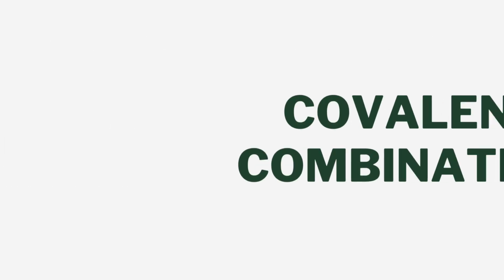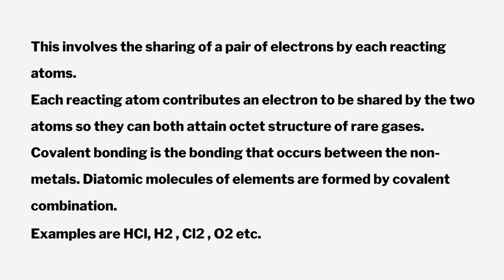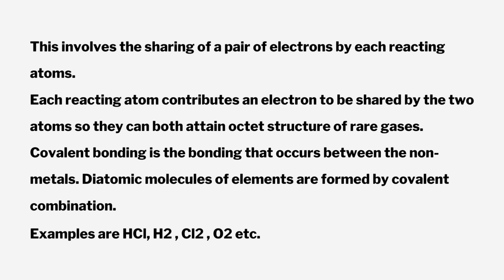Now we'll be looking at the covalent combination. This one involves sharing of a pair of electrons by each reacting atom. So they share electrons together. It mostly happens in diatomic molecules, O2, Cl2. So they will share electrons between each other.